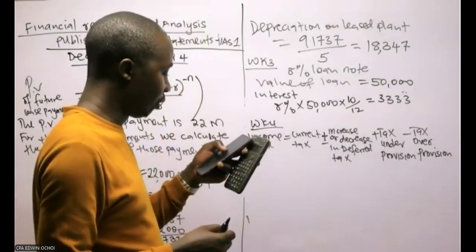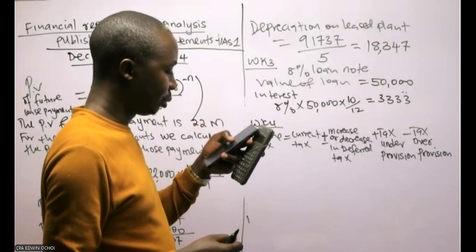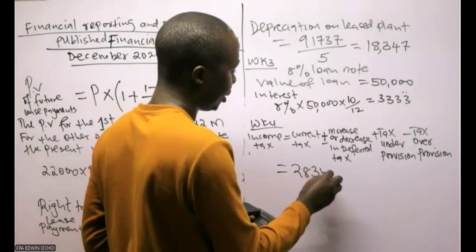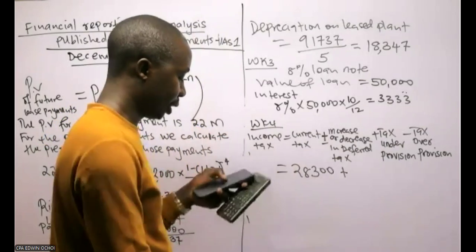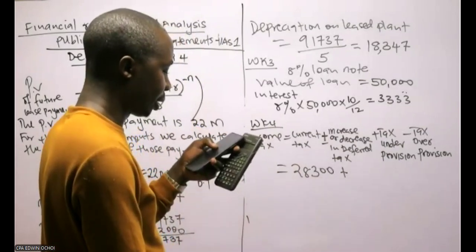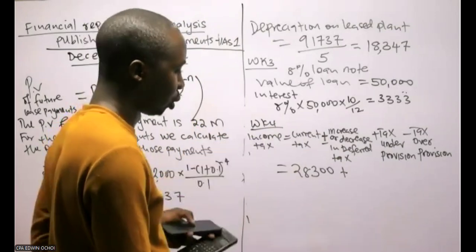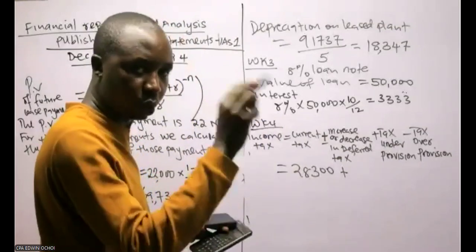So looking at our additional information number 5, income tax for this year is estimated to be 28,300. So that is the current, plus the increase or decrease in deferred tax. They said deferred tax as at 31st October 2024 was increased to 14,100, not by 14,100.